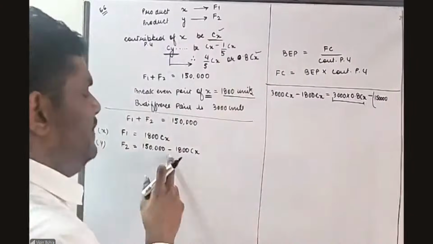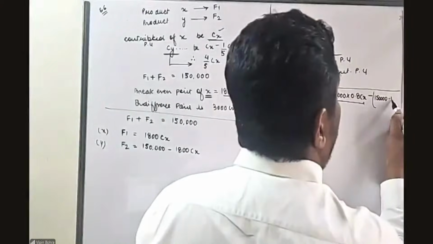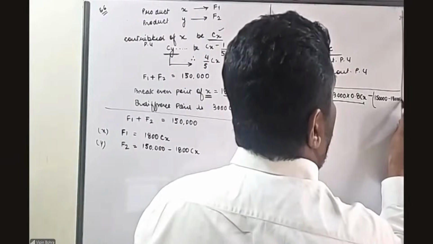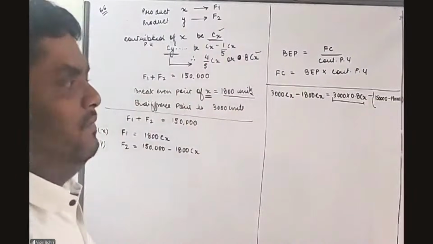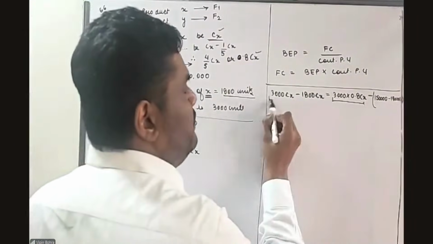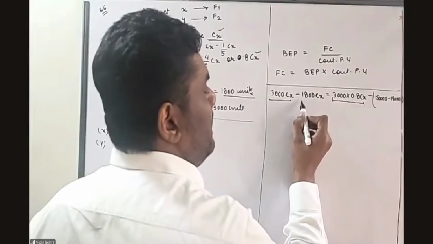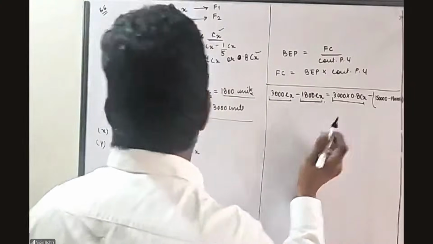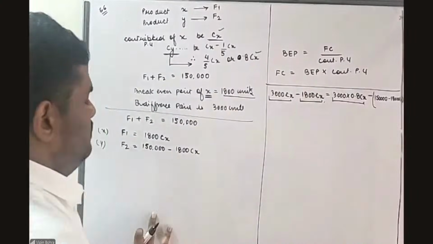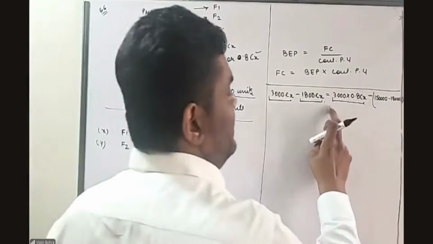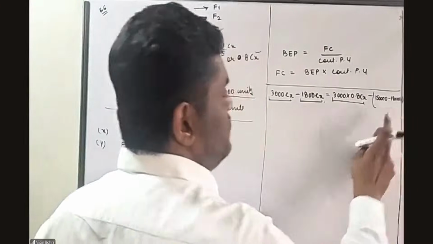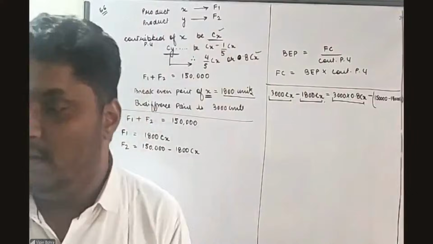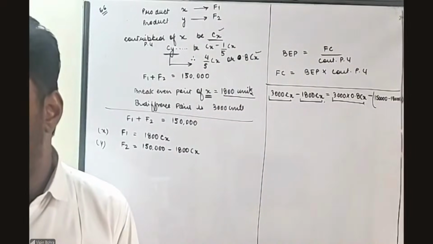Minus 1,50,000 minus 1800 CX. So I repeat again, this is the contribution of X minus the fixed cost of X. Further, the contribution of Y minus the fixed cost of Y. I hope this part is clear, Mr. Mujahid.